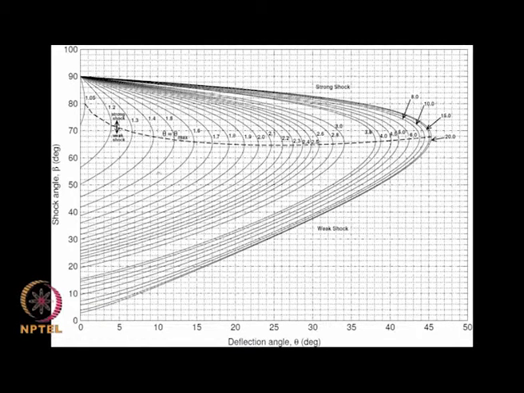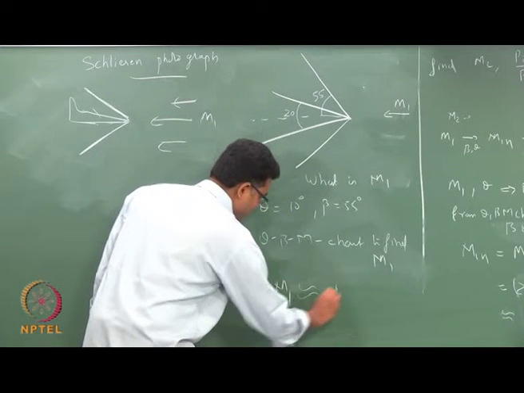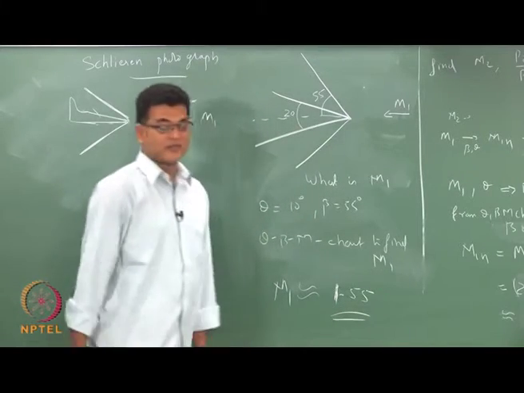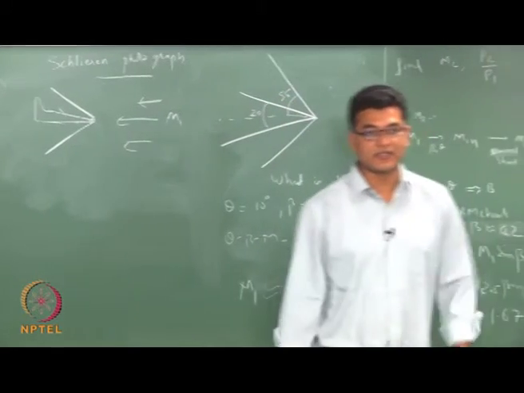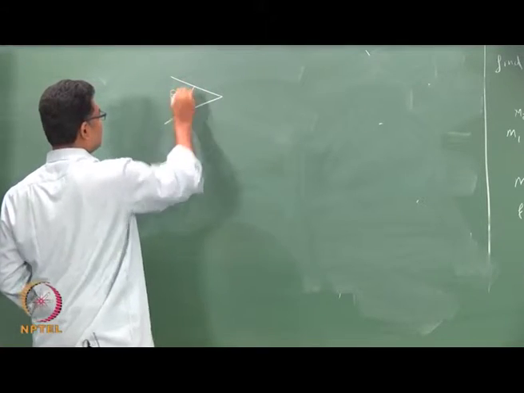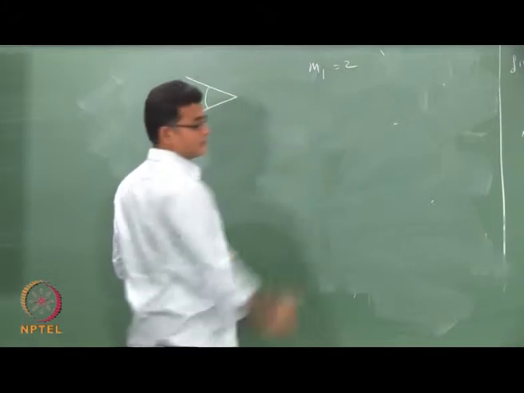So, this is around a Mach number of 1.51 or 52 or something. Okay. So, approximately from the chart M1 is 1.55. Okay. So, if the Mach number is not known, you can get it from this angle. So, I have a wedge of some theta, M1 is 2. Okay.